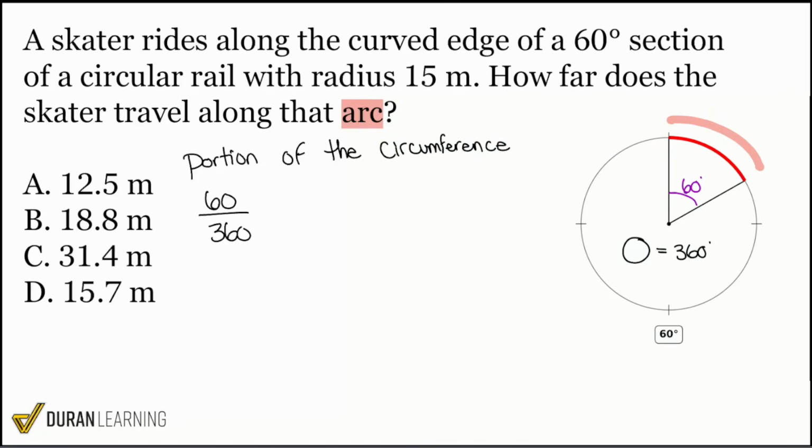My party people, what does that simplify to? What does 60 over 360 simplify to? 1 over 6, that's correct. So we have 1 over 6 of the circumference. What's that circumference going to be?